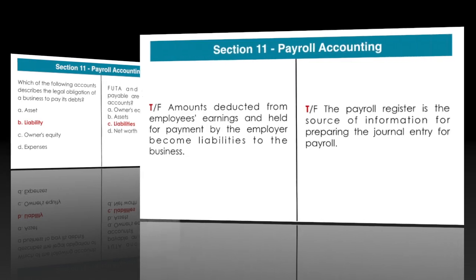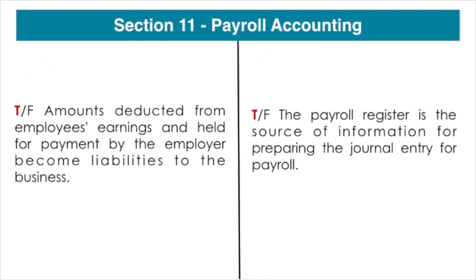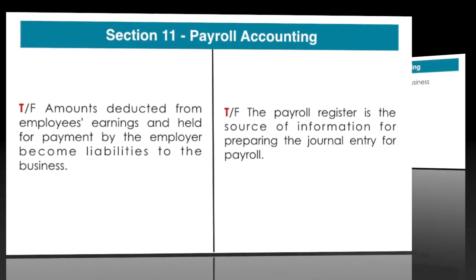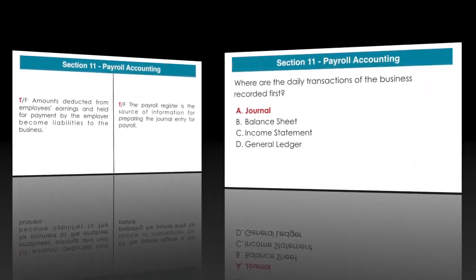True or false? Amounts deducted from the employee's earnings and held for payment by the employer become a liability to the business. That is correct. The payroll register is the source of information for preparing the journal entry for payroll. That is also correct.